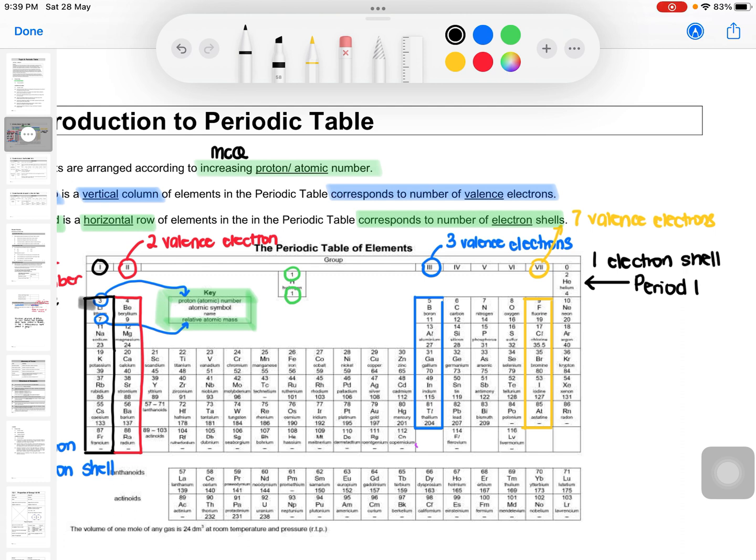Okay, so what does it mean? If let's say I were to draw hydrogen and helium, hydrogen has a proton number of 1. So if I were to draw hydrogen, it is just 1 electron, so it is 1 electron shell. Helium has a proton number of 2, so 2 electrons also. So I draw helium, which means the electrons are in the first electron shell. So a horizontal row corresponds to the number of electron shells.